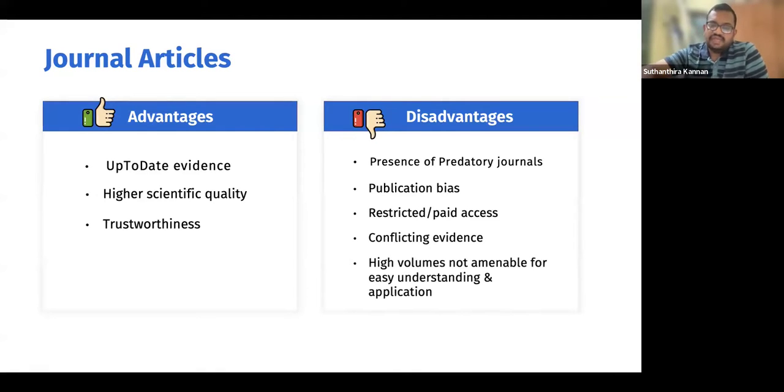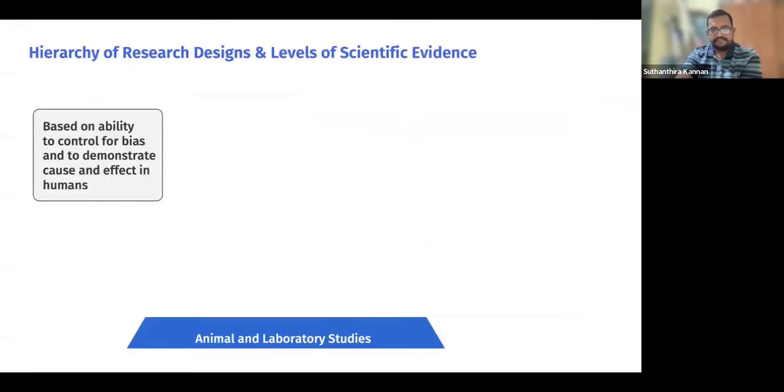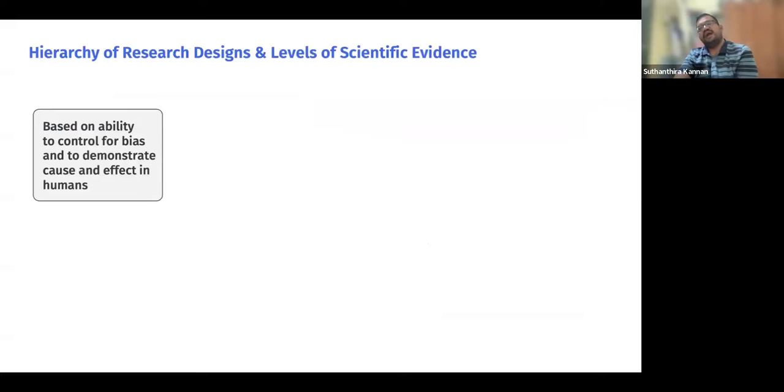There is another disadvantage: conflicting evidence may be there. One study may prove that oral iron is not at all effective in treating anemia compared to IV iron. But in our programmatic aspect, we go with oral iron only. High volumes may not be amenable to easy understanding and application. Suppose you are doing a study on carcinoma of breast. There are some 1 lakh articles available. Which should we take and which should we not take is again a question. So what scientific articles should I read to find the cause and effect?